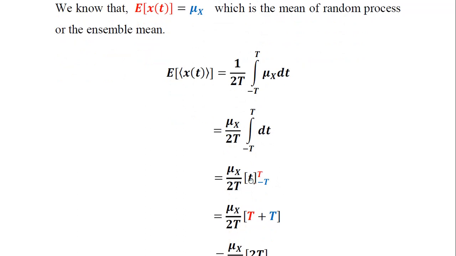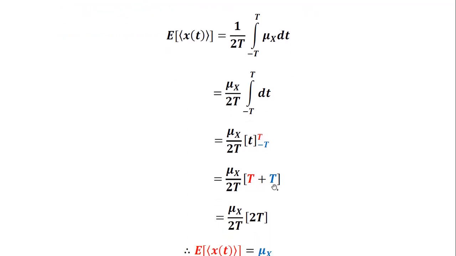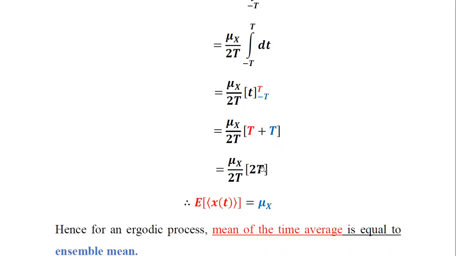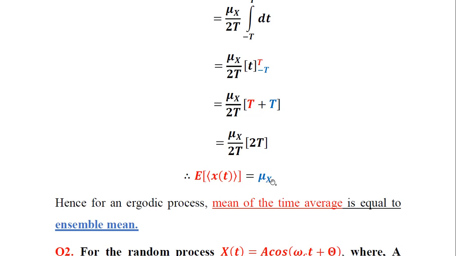The integration of dt is nothing but t, with limits minus T to plus T. So minus T is the lower limit and plus T is the upper limit here. Therefore mu x by 2T times T minus of minus T becomes T plus T. This is nothing but mu x by 2T into 2T. So 2T cancels out in numerator and denominator, and we are left with the expectation of the average of x of t equal to mu x. Therefore the ensemble mean is equal to the mean of the time average.